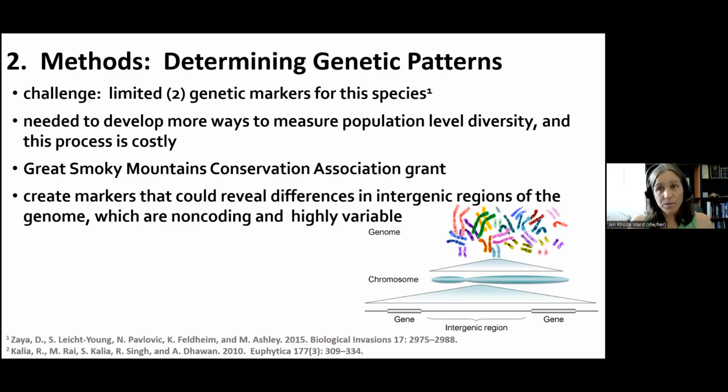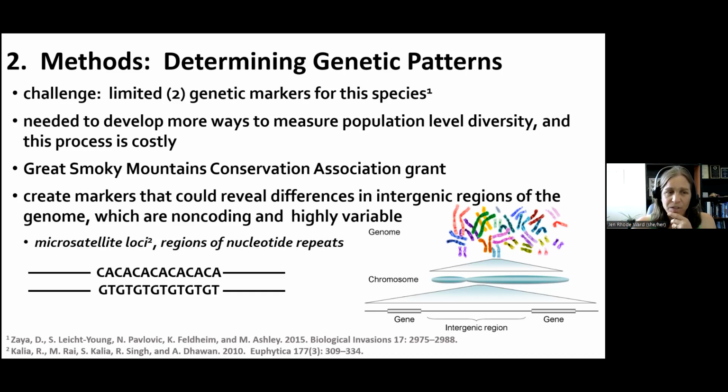So the most variable parts of an organism's genome, of all of an organism's DNA, are these intergenic regions, because they don't control traits, right? They don't affect the appearance of an organism or the behavior of an organism. So they're sort of free to vary without hurting or helping the organism. So they tend to be more highly variable than other parts of the genome. And I was focusing on these regions called microsatellite loci.